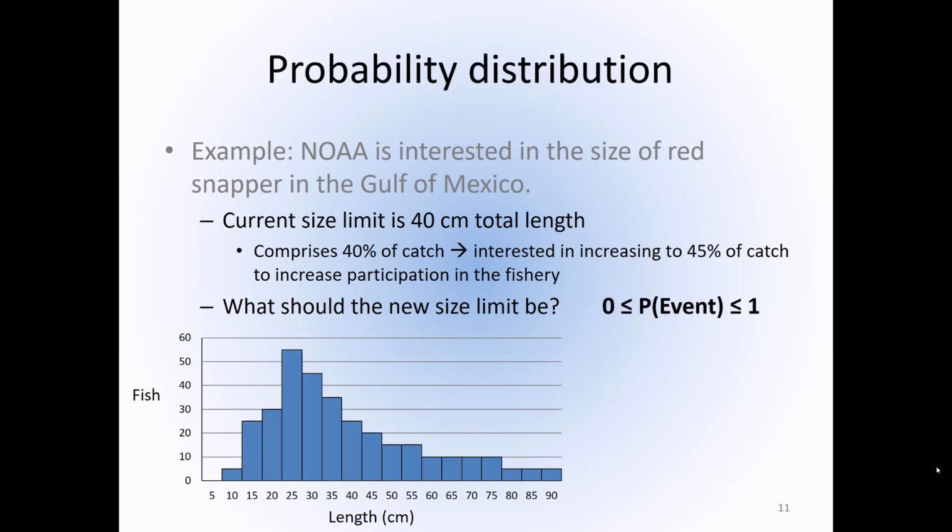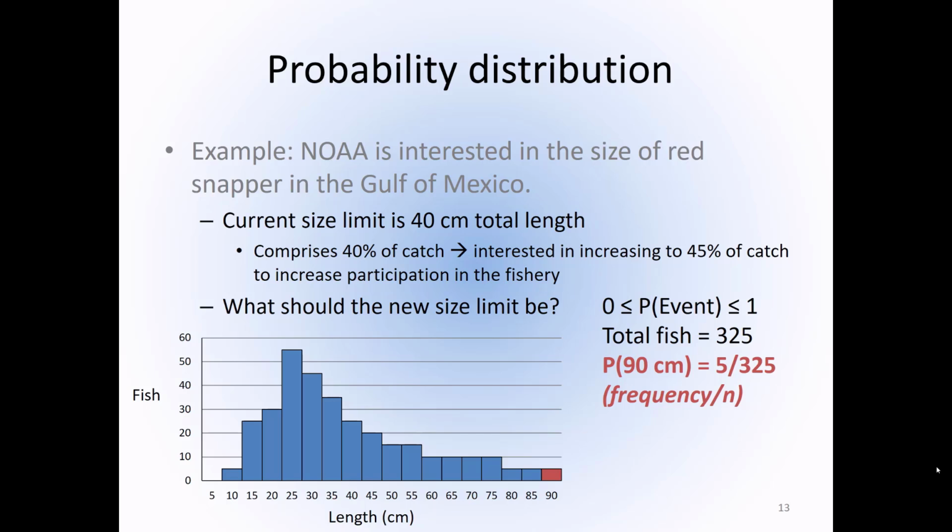Now again, a couple important things that we need to note. Again, all of our probabilities are going to be between 0 and 1, and the summation of all our probabilities will equal 1. And another important fact that we need to know is the total number of animals that we've caught for a particular sampling distribution. So what we see here on the x-axis is the length of our fish, and the y-axis is the total number of fish that are caught. So this is the total frequency histogram rather than the relative frequency histogram, but we can use this to determine the probabilities of each event that we're interested in.